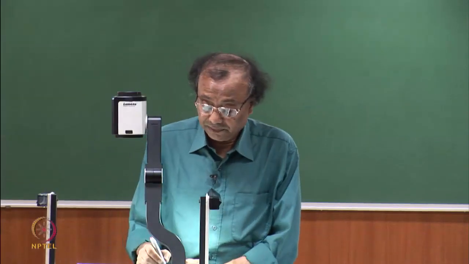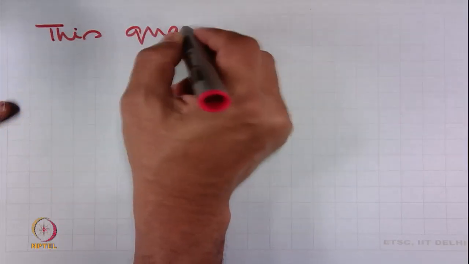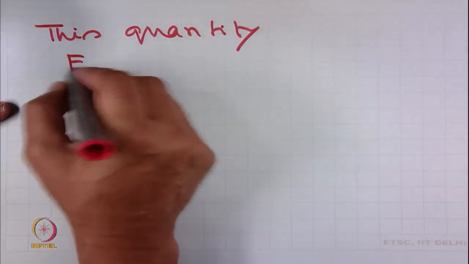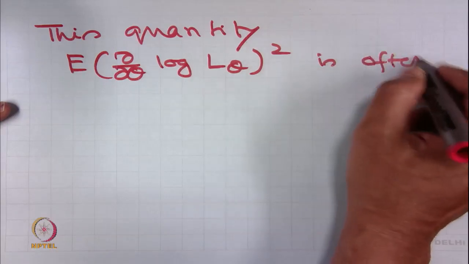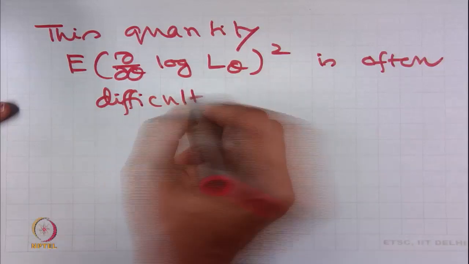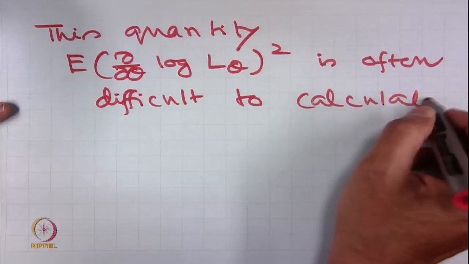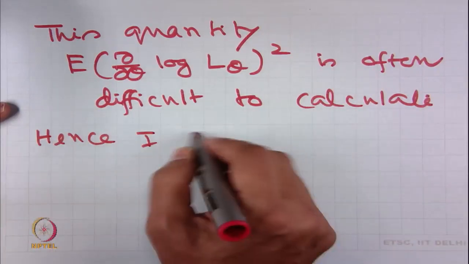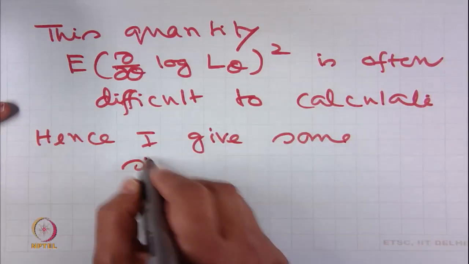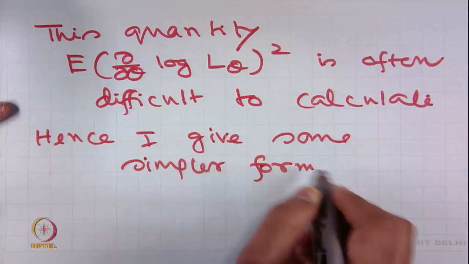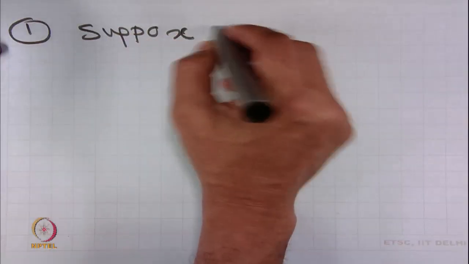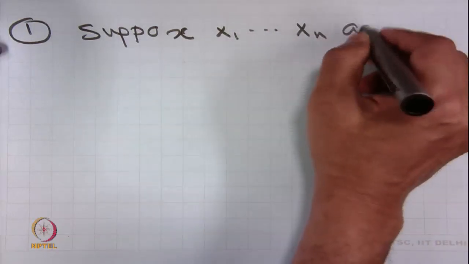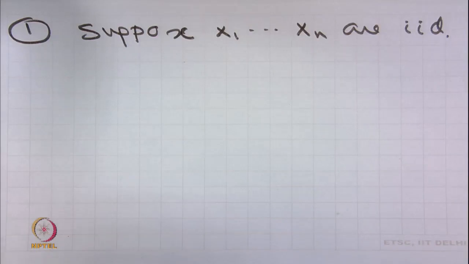Now, this quantity, expected value of del del theta log L theta whole square, is often difficult to calculate. Hence, I give some simpler form. Suppose x 1, x 2, x n are IID. That means they are independent and identically distributed.